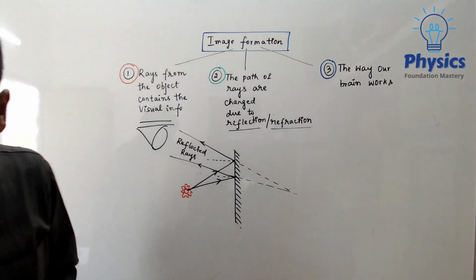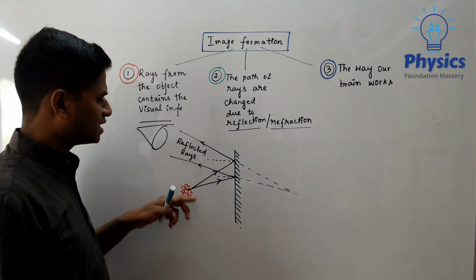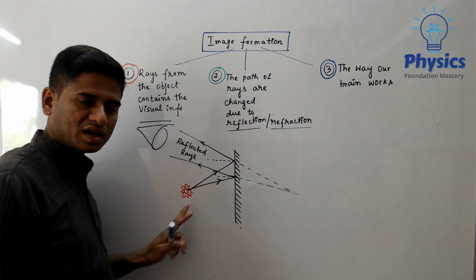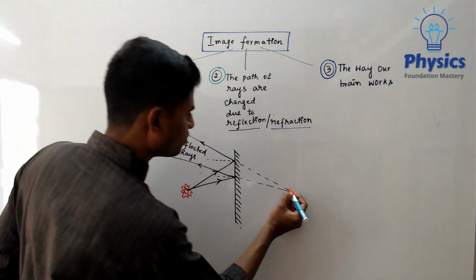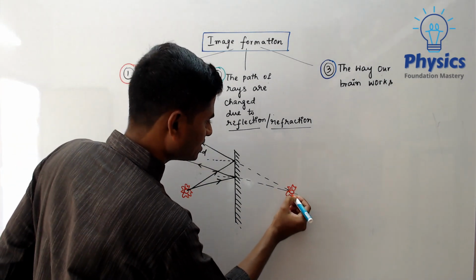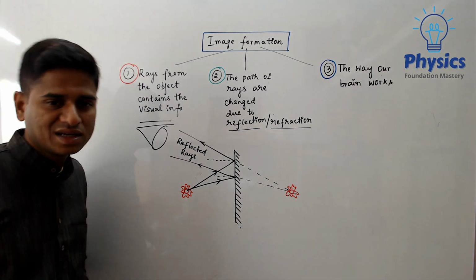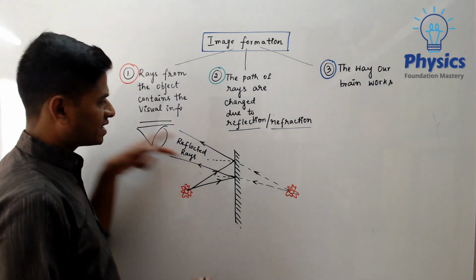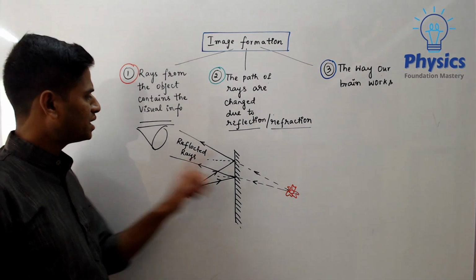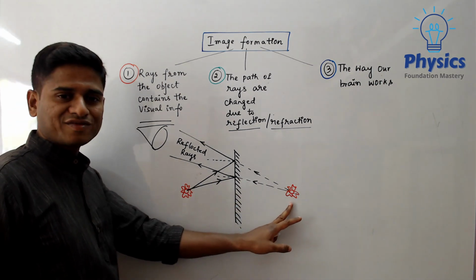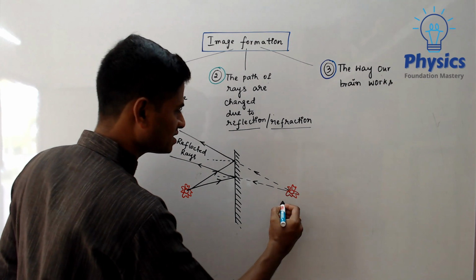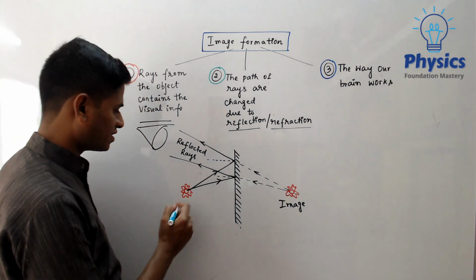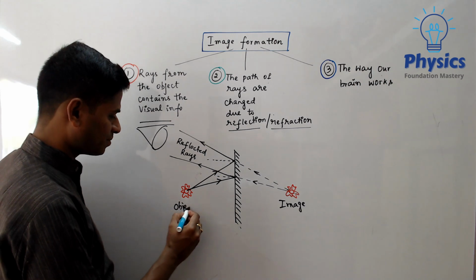So what do I see? These reflected rays contain the same information about the flower. So what I see here is the same flower. It appears that these reflected rays are coming from here and I feel the flower being present here. So what is this? This is basically the image of the flower. And this is basically the object.